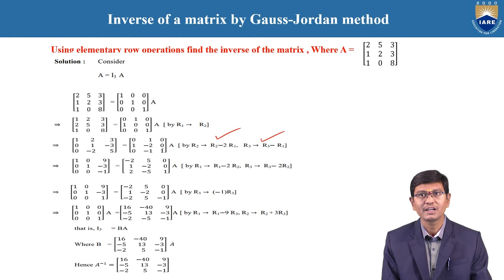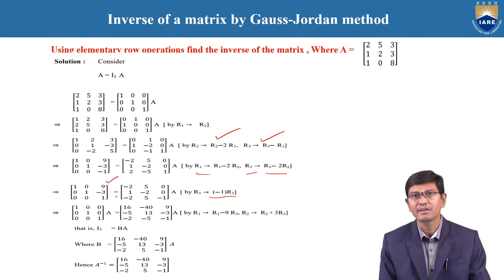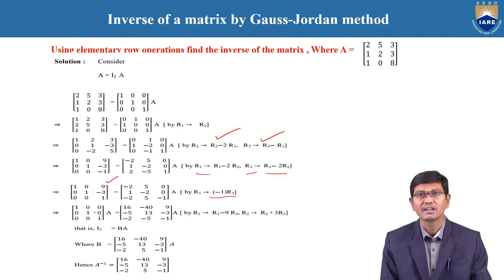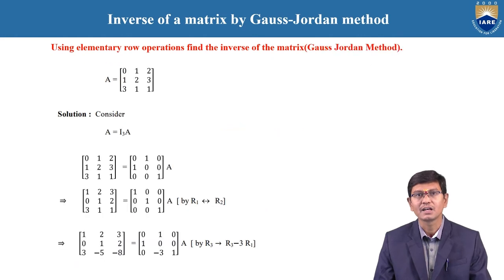Next, after that modification, once again we apply operations on R1 and R3, that is R1 is equal to R1 minus 2R2 and R3 is equal to R3 minus 2R2. Finally, on the R3 row, minus 1 into R3, and the given matrix is reduced to the unit matrix of order 3. Therefore, the LHS is I3 and the right side is the inverse of the matrix. This method is known as the inverse of a matrix by using the Gauss-Jordan method.